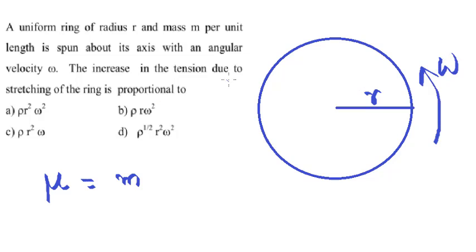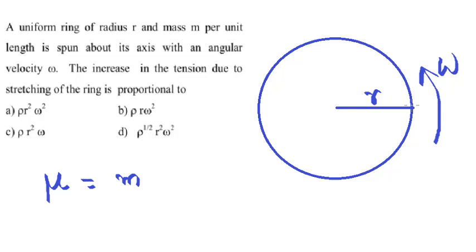The increase in the tension due to the stretching of the ring is proportional to... That means when it starts rotating, tension will be developed in the ring. You have to find out the tension in the ring. And why would there be a tension?